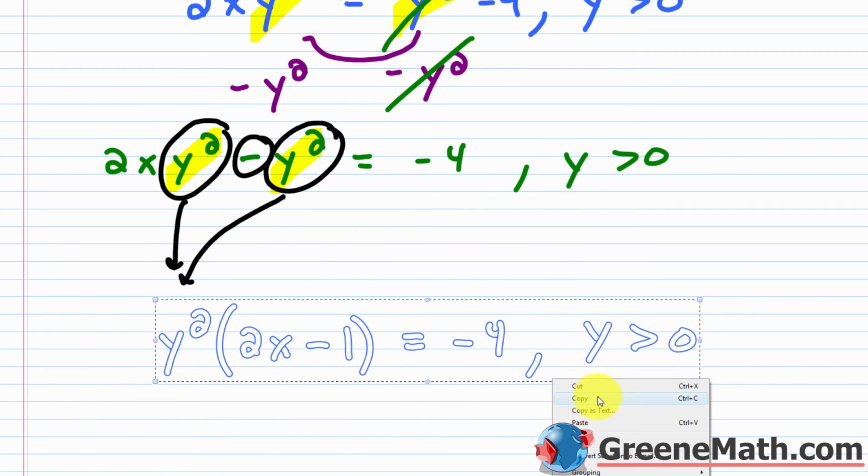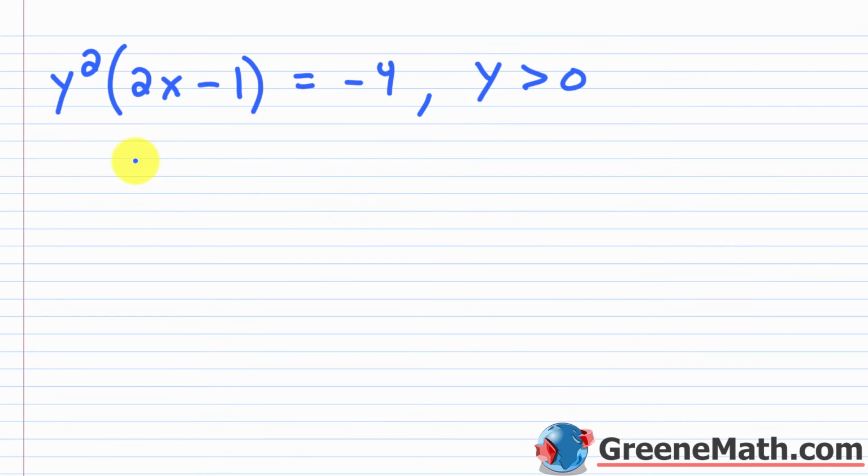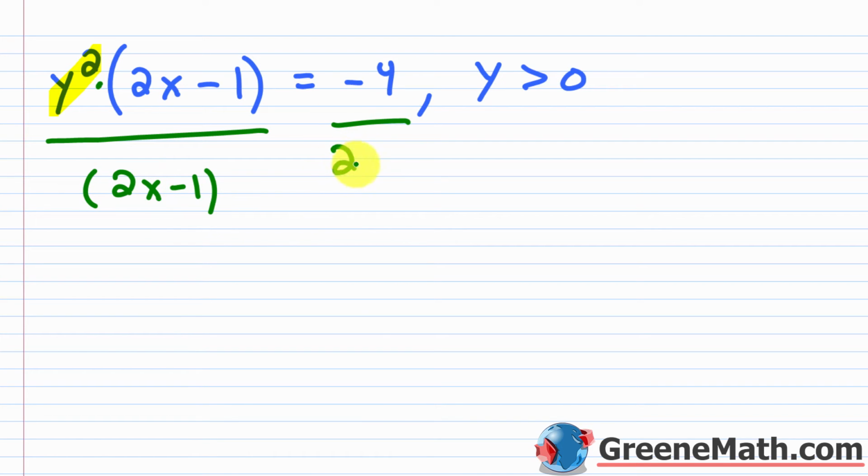Let me copy this. I'm going to run out of room on the sheet. Since I have this y squared, I'm trying to get y by itself. I've got to do this one step at a time. This is multiplied by the quantity 2x minus 1. So to undo that, I'm going to divide by 2x minus 1 on both sides. Nothing illegal. And we'll go ahead and cancel this out. So that's gone.